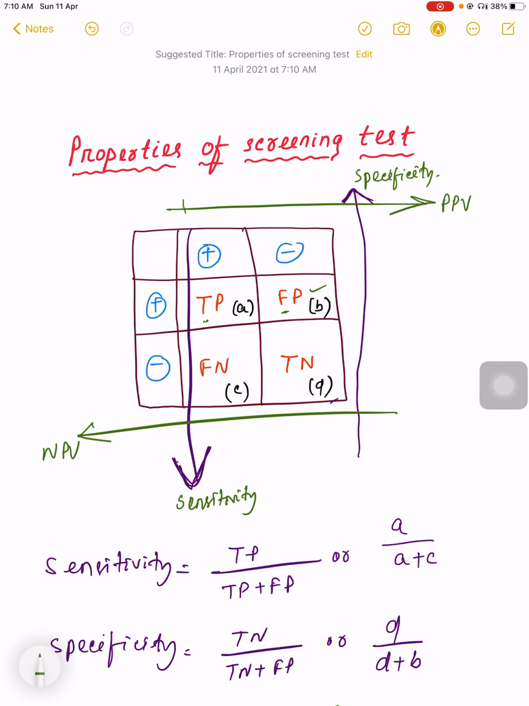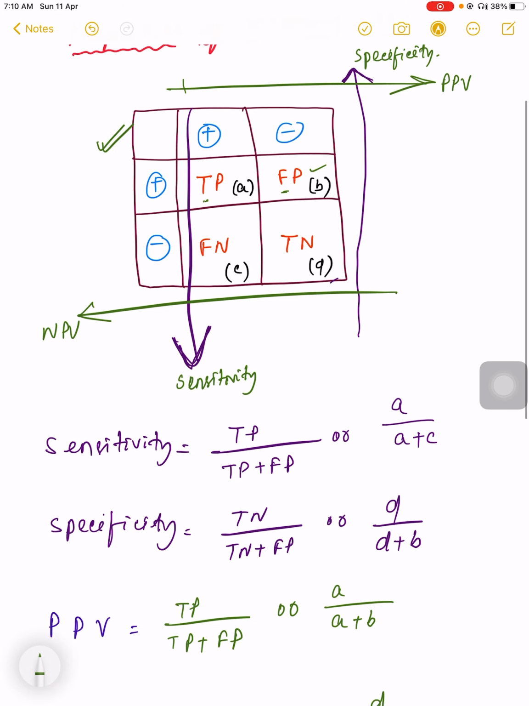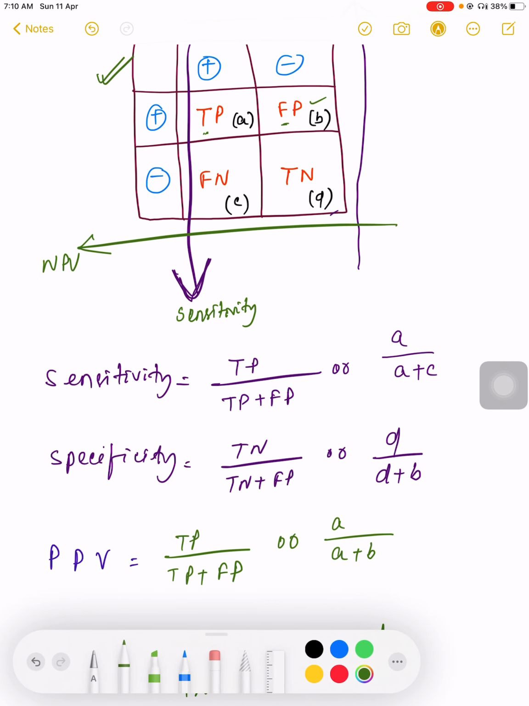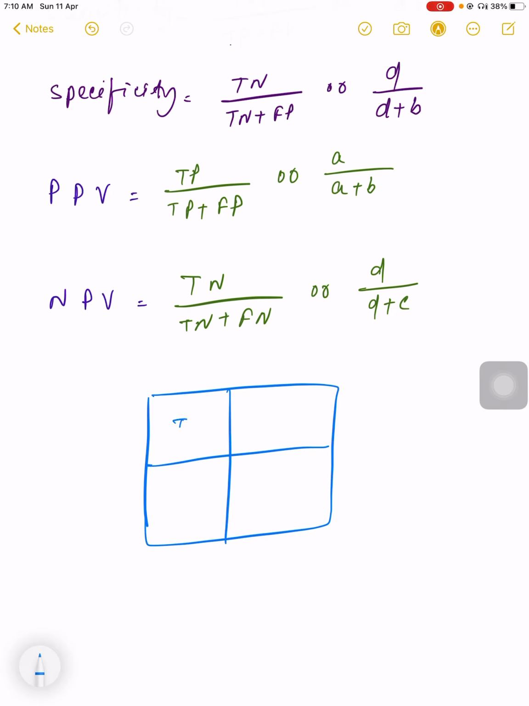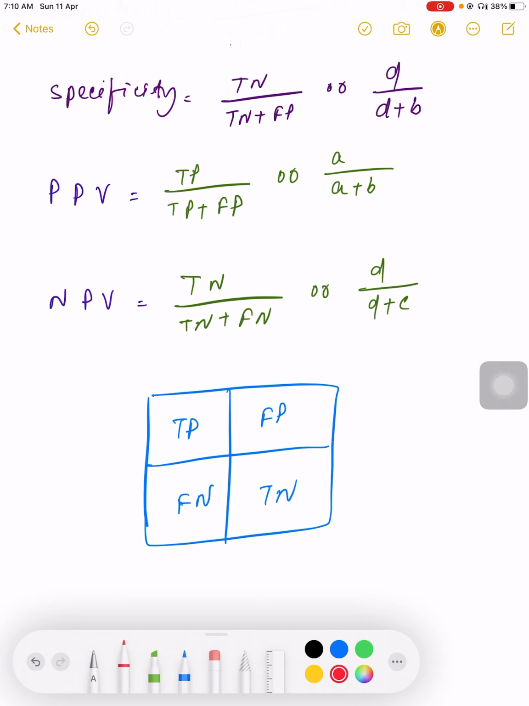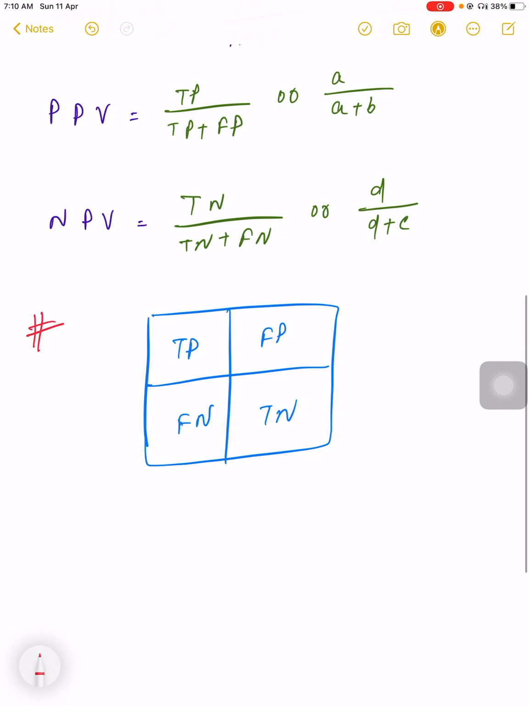Okay, and you have to remember this table also. Okay, another thing I'm going to tell you: this one is true positive, this one is true negative, this one is false positive, this one is false negative. You have to remember another concept. Okay, just have a look. These true positive and false negative are called cases, meaning the total number of cases.